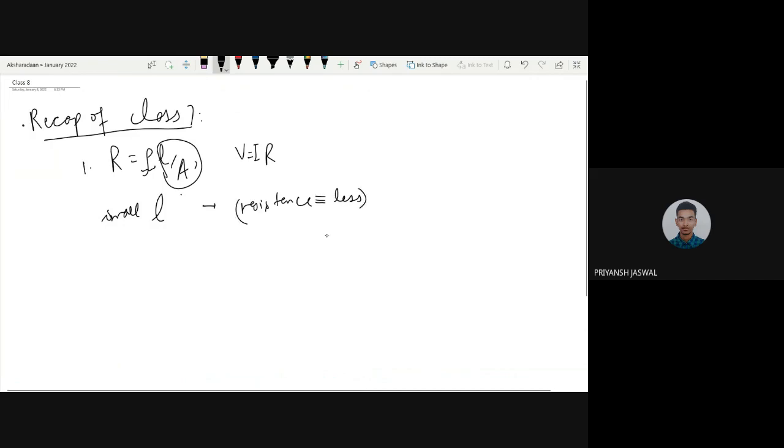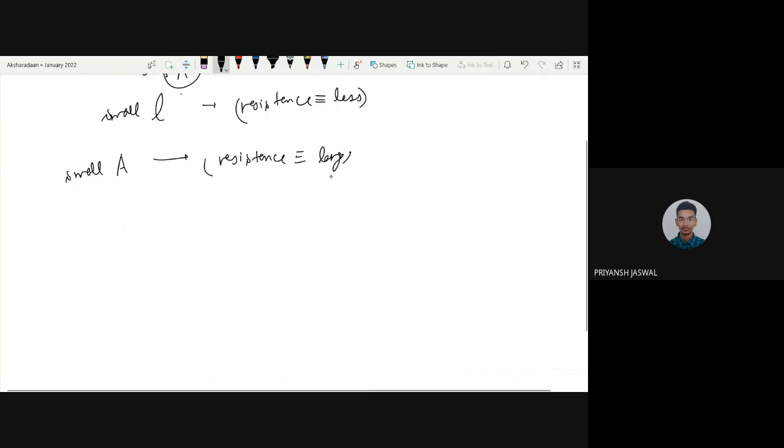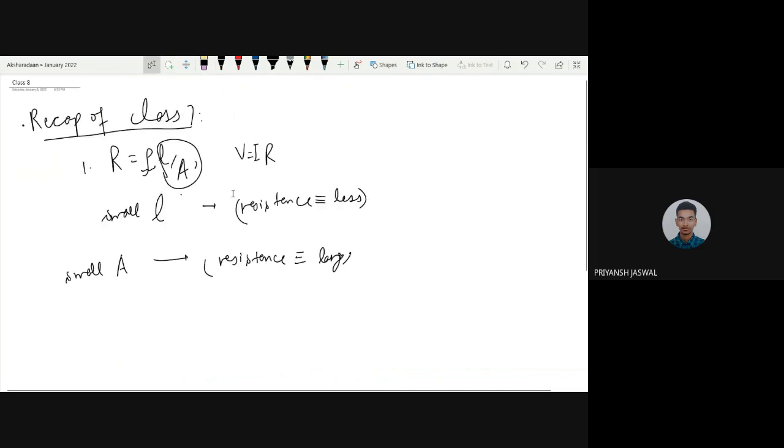And if length and material are same, and if cross section area is small, then resistance came out to be large out of the two. And the other one was direct relation of resistivity itself. Greater the resistivity, greater the resistance for the same physical parameters.